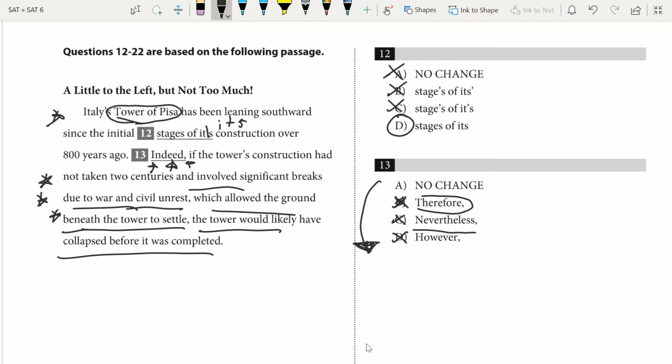If we wanted to use therefore, our cause would have to be sentence 1 and our result would have to be sentence 2, right? But we have the opposite. That's flipped. Result is in sentence 1 and cause is in sentence 2. So that's why therefore doesn't work. And then nevertheless would be if we were making a claim and then saying nevertheless something else happened, right? But we're not doing that. We're just saying since its construction, it was leaning southward. Indeed, if it had not taken this long, maybe it would not have leaned southward, right? So our answer there is going to be A.